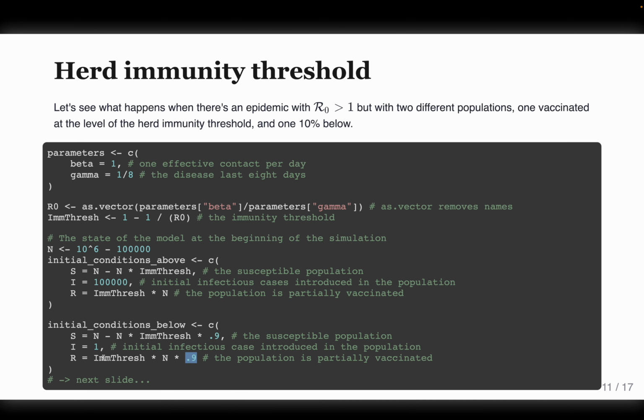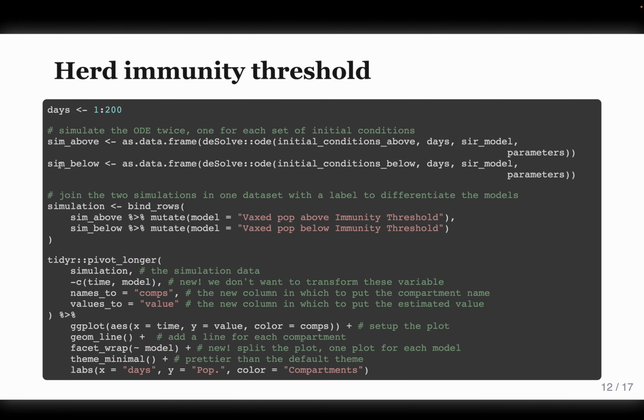The code is quite long, so I needed to split it into multiple slides. Let's set up our time interval. In this case, we need a slightly longer observation time, so 200 days. And let's create the two simulations: the simulation in which the level of immune is at the level of the immunity threshold, and the simulation in which the level of immune is below the immunity threshold. The code is always the same.